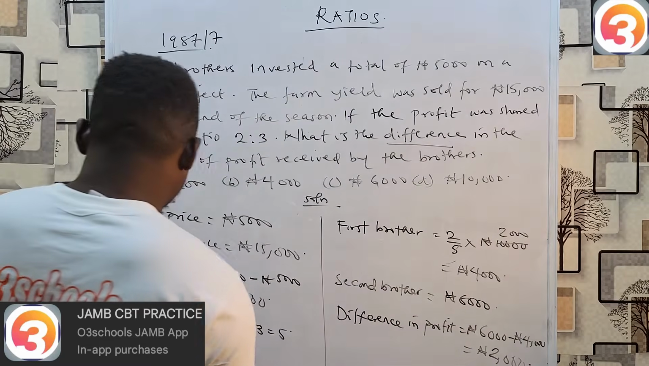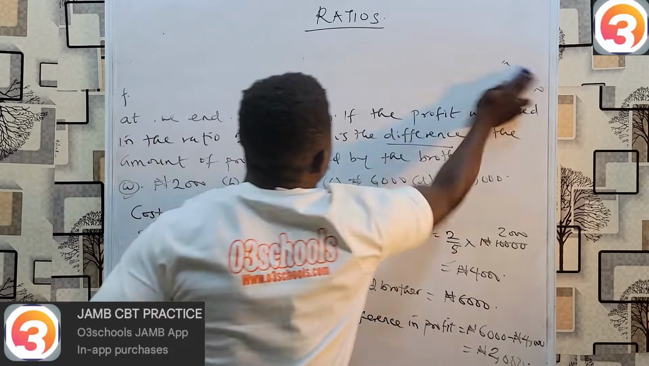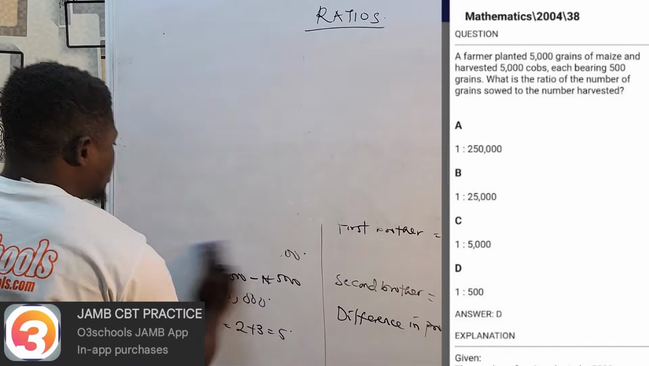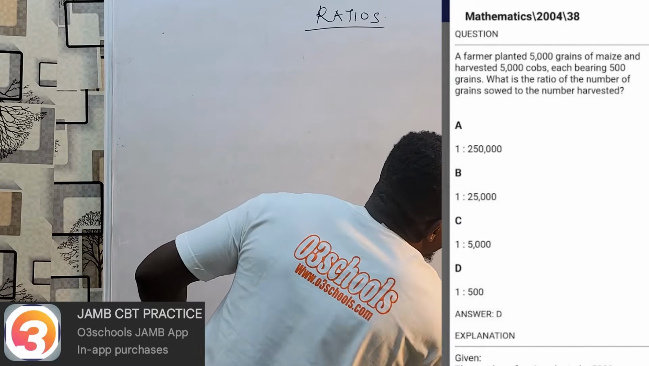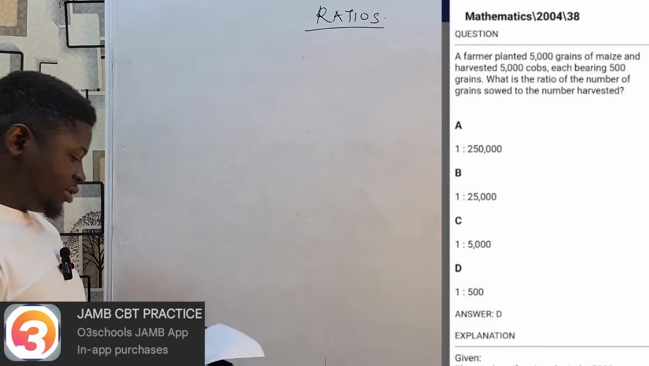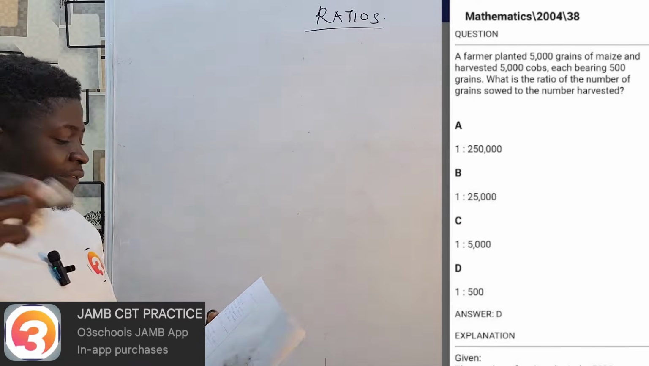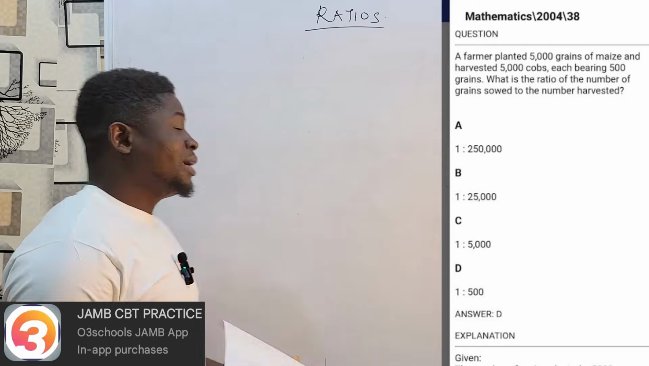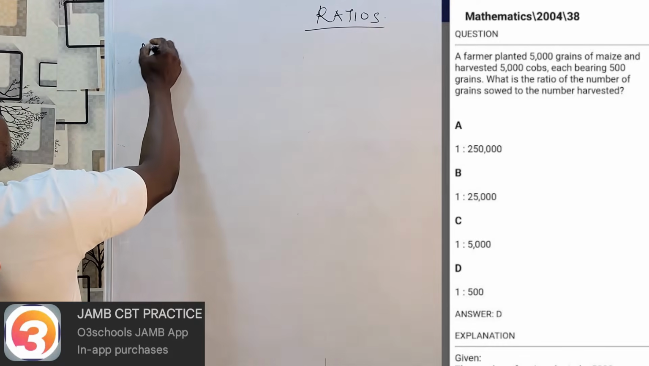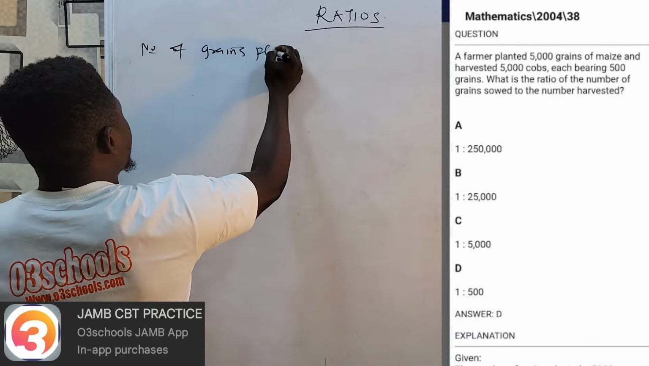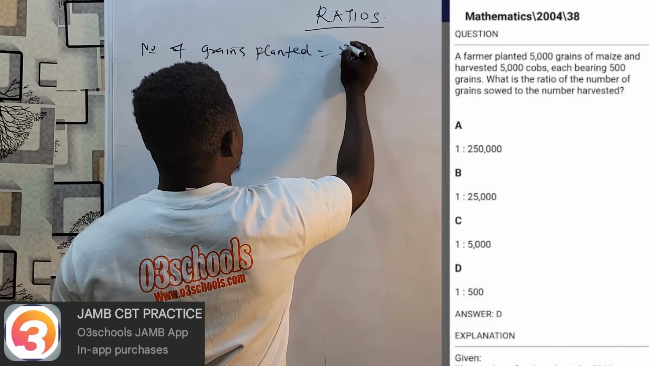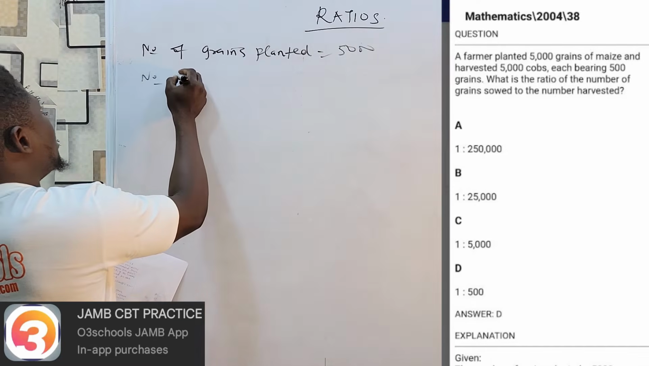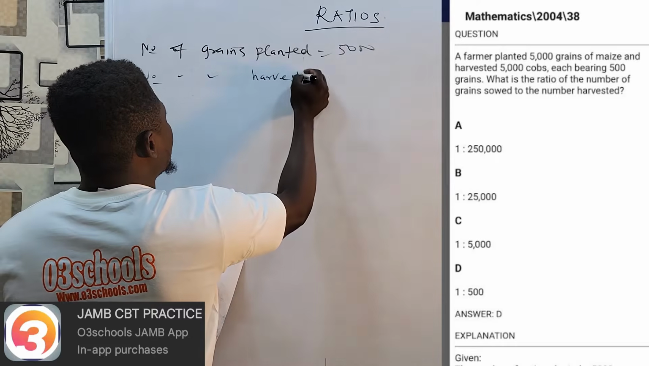Now let's go to the last question before we take an assignment. This is a 2004 question, number 38, from the O3 School JAMB app, so you'll be seeing that question at the side of your screen. They said a farmer planted 5,000 grains of maize, the grains, not the cob. The number of grains planted is 5,000 grains of maize.